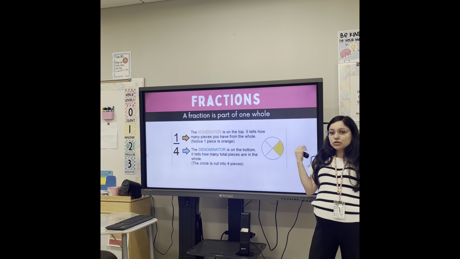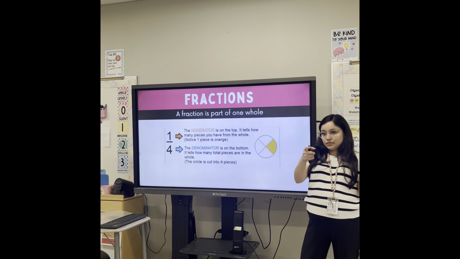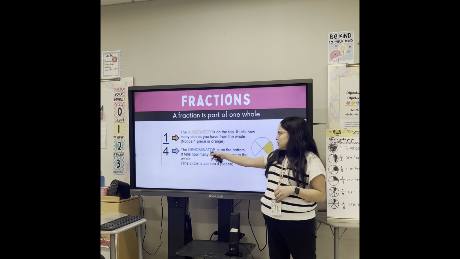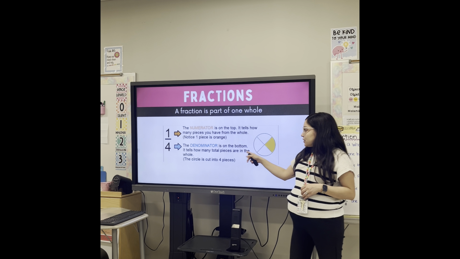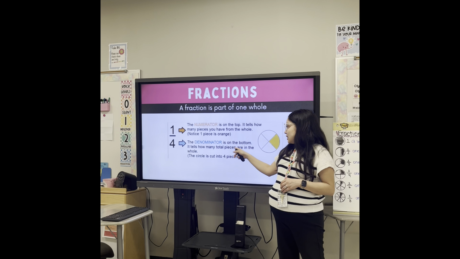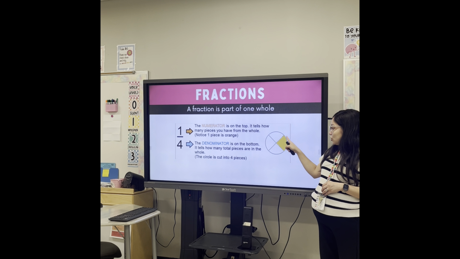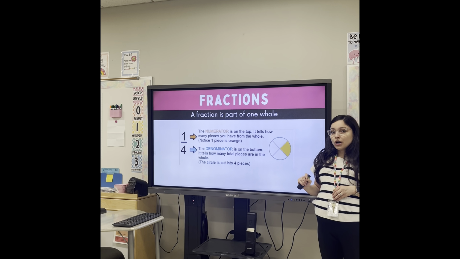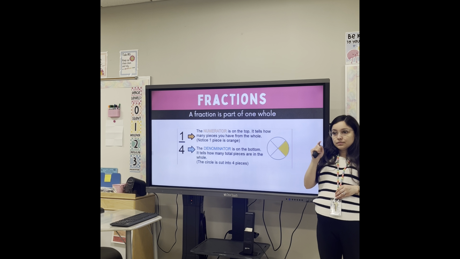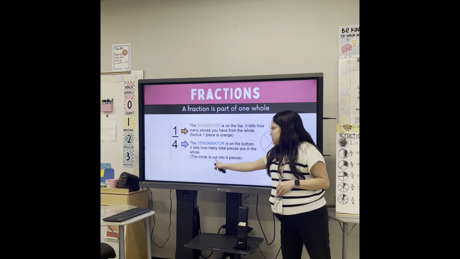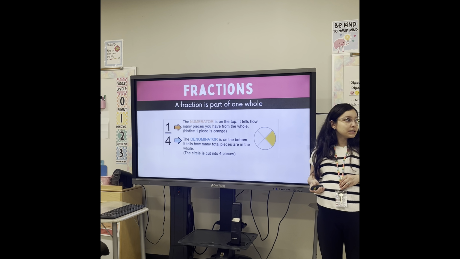The denominator is where? Bottom. On the bottom. So the denominator is on the bottom. It tells how many total pieces are in the whole. Count with me. 1, 2, 3, 4. So how many total pieces do we have? 4. So the circle is cut into 4 equal pieces, okay?